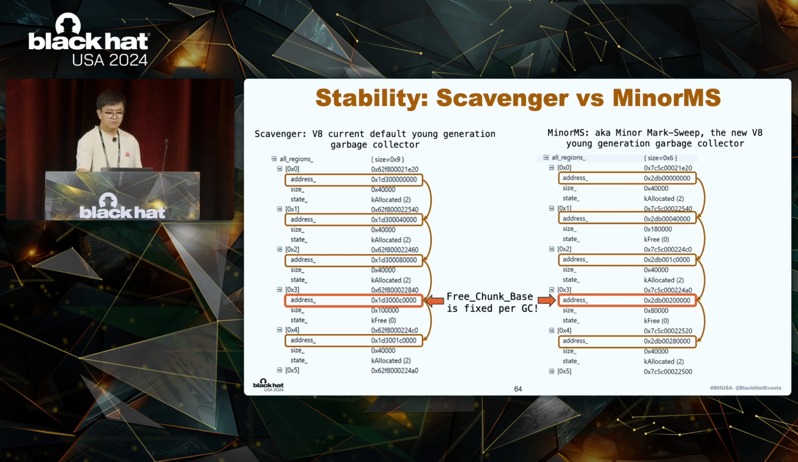Last, the scavenger versus minor MS. Scavenger is the V8 current default young generation garbage collector, while minor mark and sweep is the new V8 young generation garbage collector, which is still in development and is an experimental feature. You can see the free trunk base address depends on the V8 garbage collector, which is fixed. And you can see the difference in how free trunk base is allocated from the free region list by linear allocator in both garbage collectors.